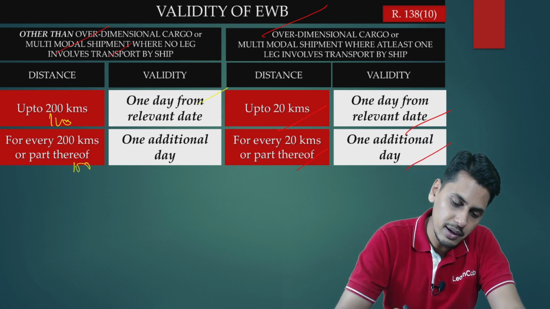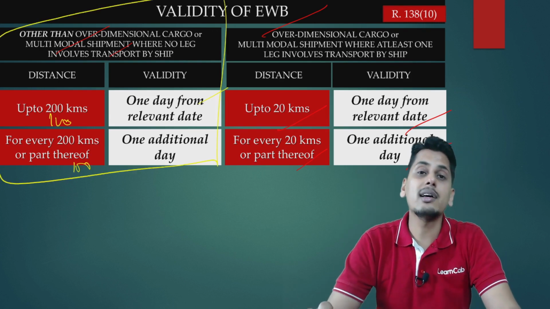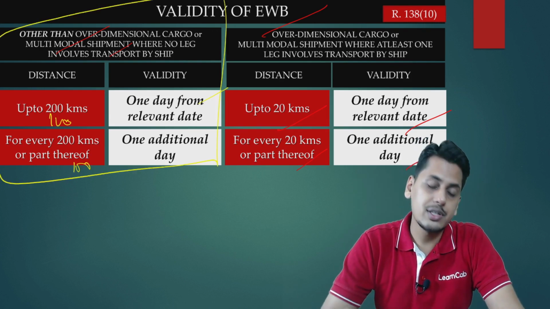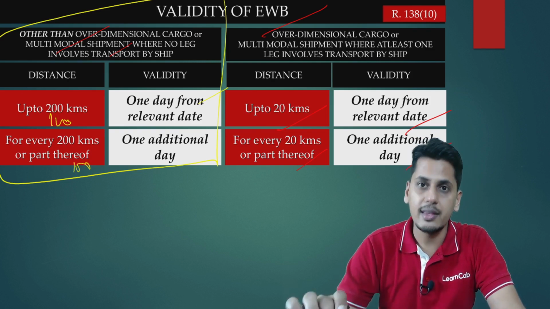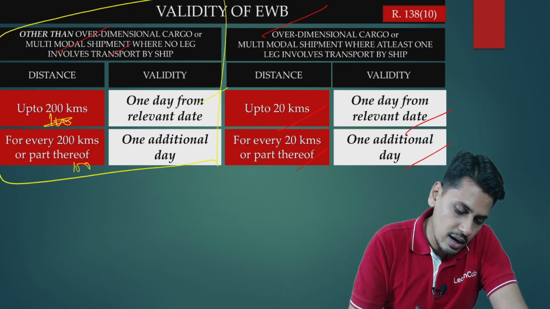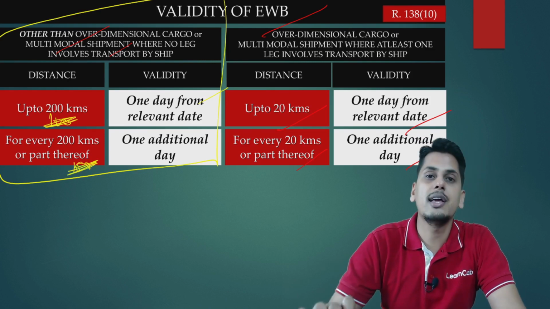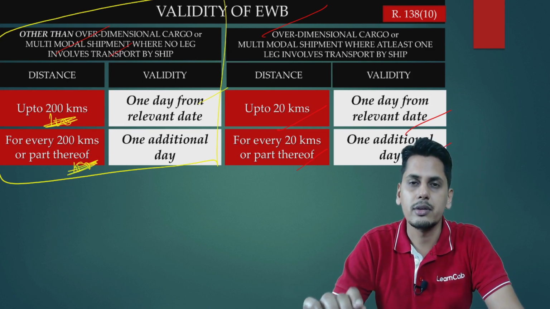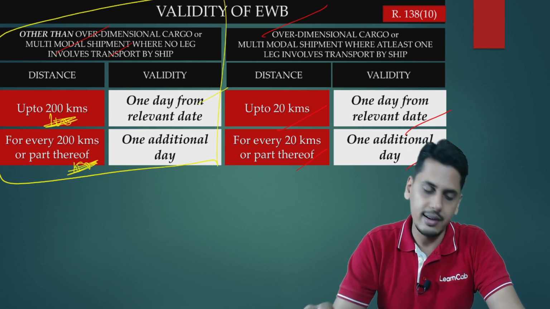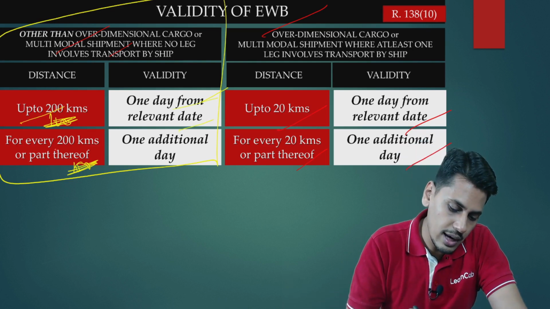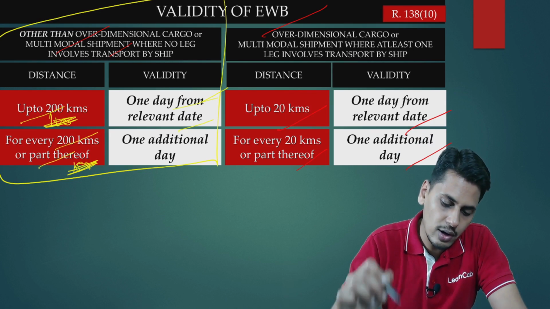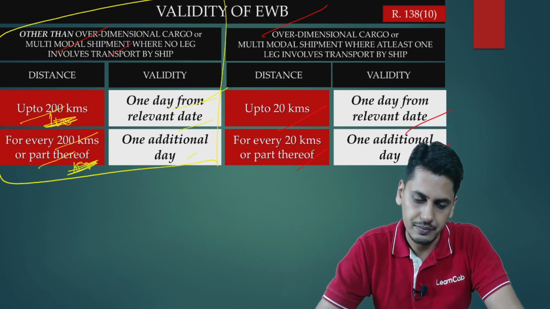Now friends, an amendment is in this area. For other than over-dimensional cargo or a multimodal shipment where no leg involves transportation by ship, there is a change. This up to 100 kilometers is changed to up to 200 kilometers. So friends, now the revised validity stands as up to 200 kilometers, 1 day from relevant date. For every 200 kilometers or part thereof, it is 1 additional day.